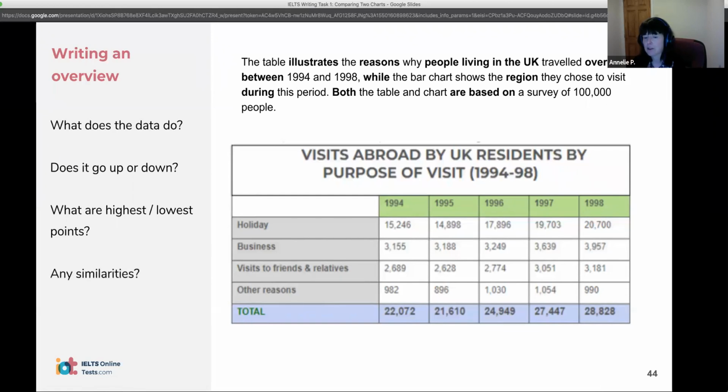Any exceptions that you can notice there? Any that are a little bit different? Yeah, with the other reasons, they're not quite such a steady progression as the other ones. As Vithya said, there's some fluctuation there, and in the end, it's pretty much the same as we started. So again, that's something that you might want to bring out.